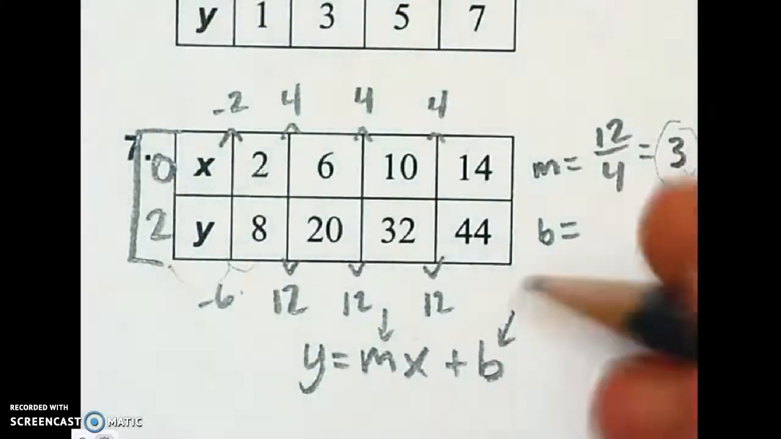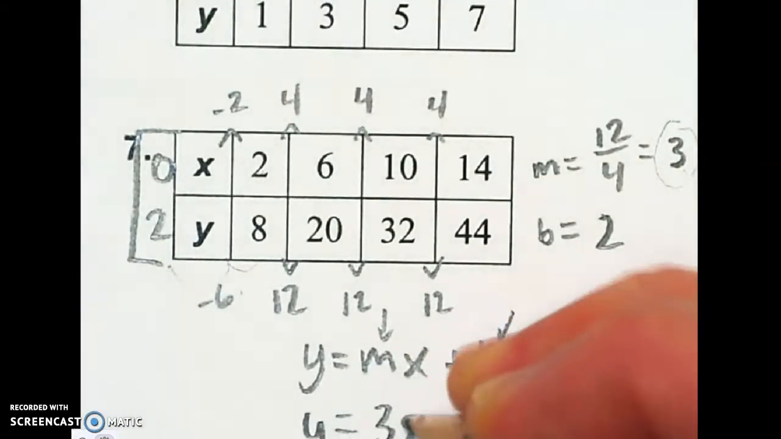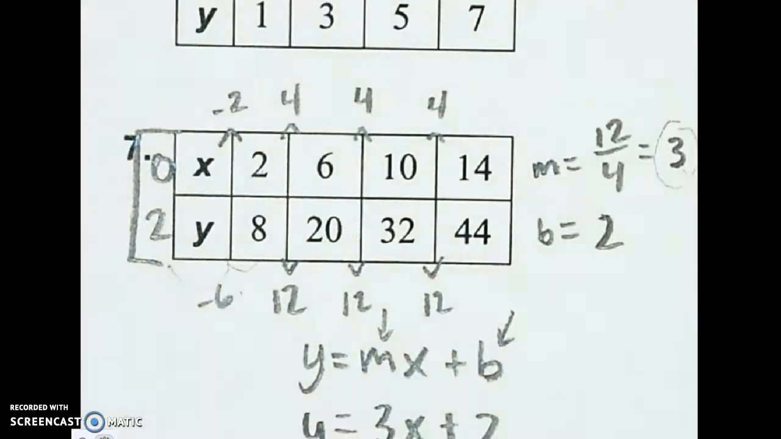That continues the pattern. So that's y equals, I'm going to put 2 right here. Y equals 3x plus 2. Plugged in my m and b.